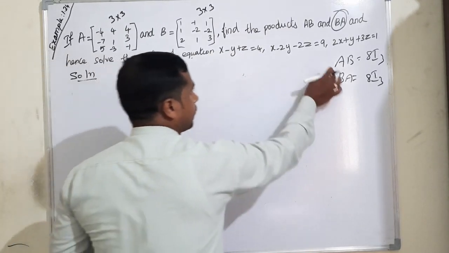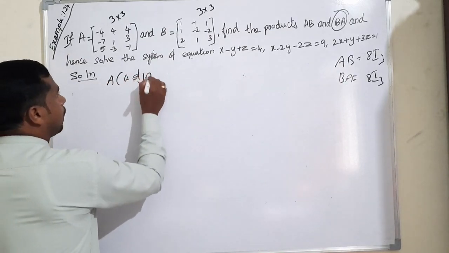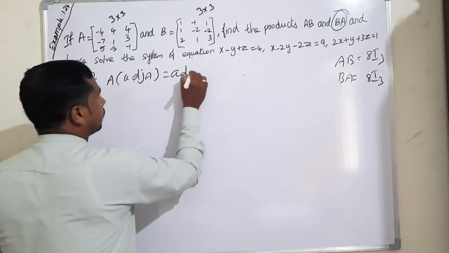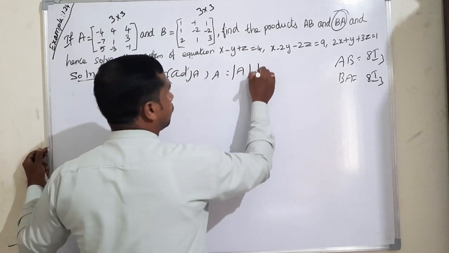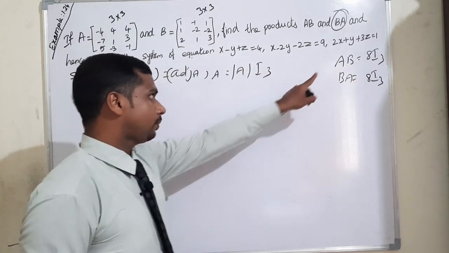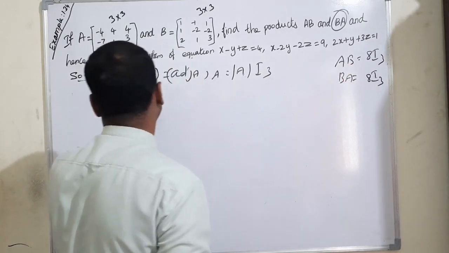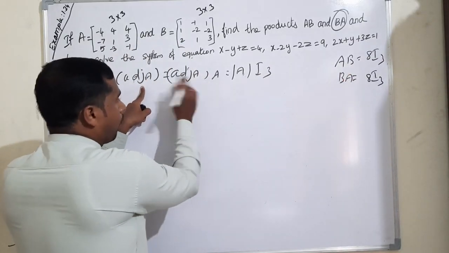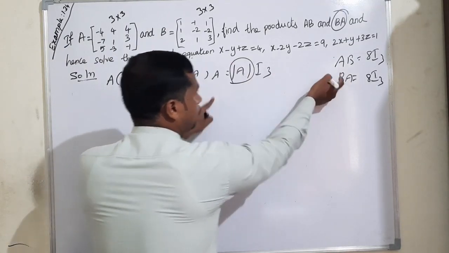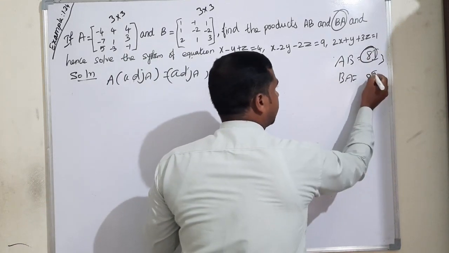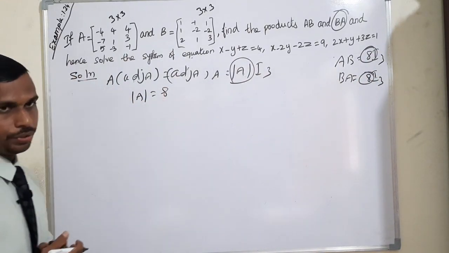so from this true answer, we know one property. What is the property? A into adjoint of A is equal to adjoint of A into A is equal to determinant of A into I3. If A is considered as the normal matrix, then B is considered as the adjoint of A. Then again in the opposite order, B into A is equal to determinant of A. Therefore, from this true answer, definitely we can say determinant of A is equal to positive 8.